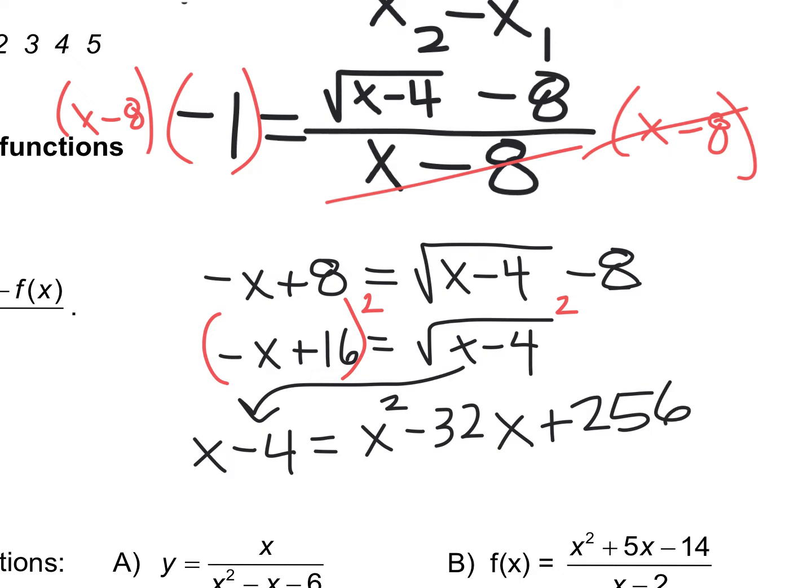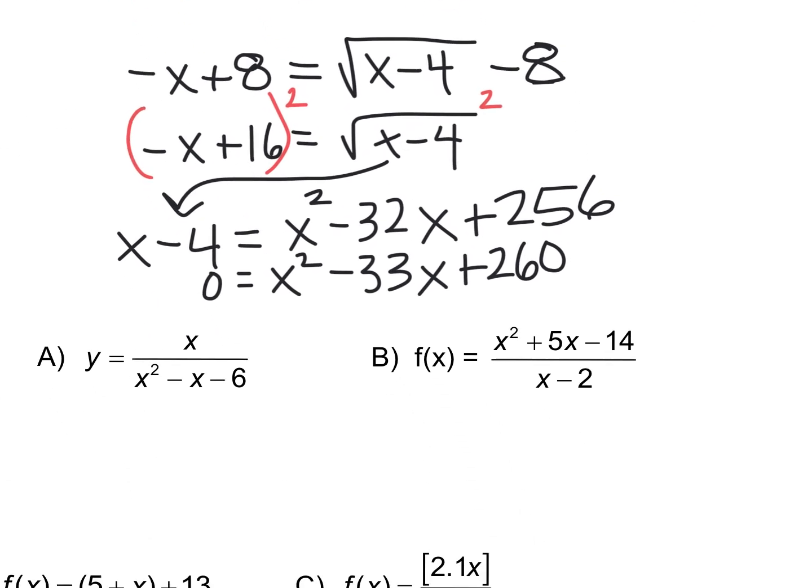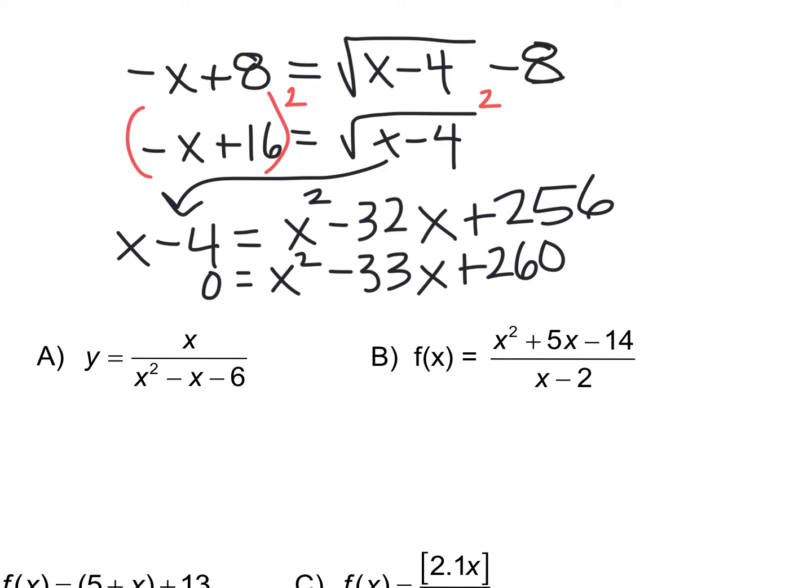I want to get a quadratic set equal to 0, so I'm going to put 0 here. I have x squared. I'm going to move over the x, which will give us a minus 33x, and then I'm going to add over the 4, which gives us 260. Now we're going to have a factoring challenge here. This is a relatively challenging factoring. I got 13 and 20, and I want those both to be negative.